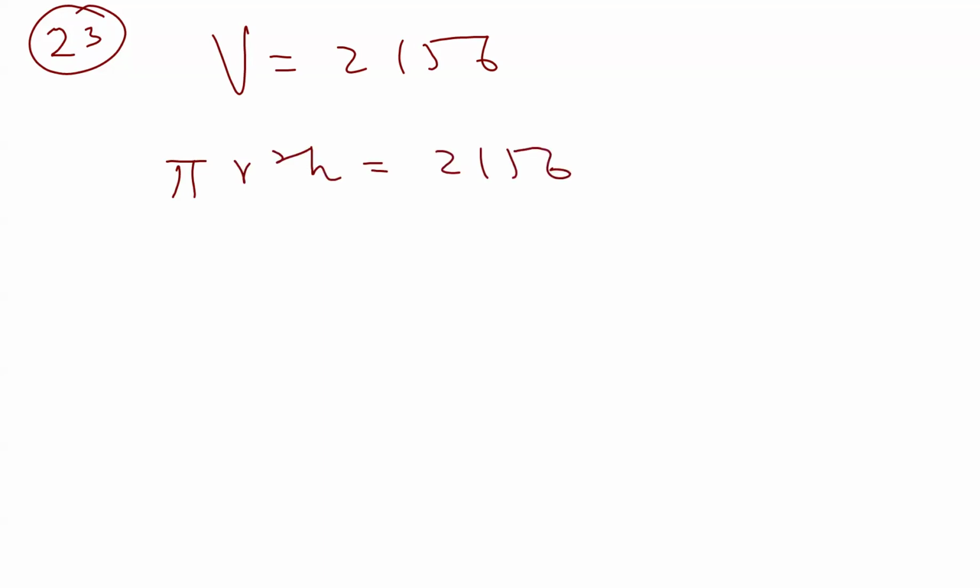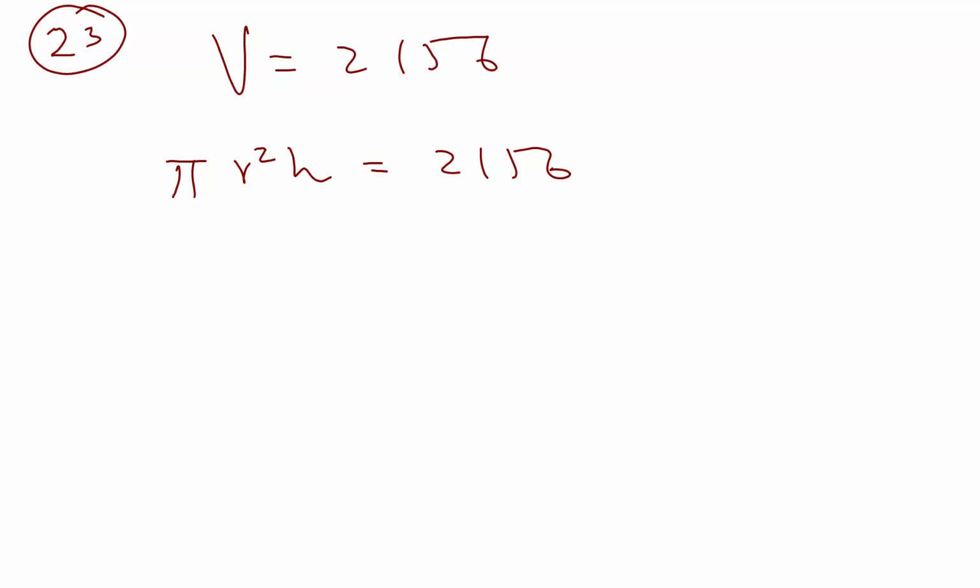A right circular cylinder has volume 2156 cubic units. The volume is given to us. So what is the volume of the right circular cylinder? Pi r square h, that is 2156. Now this is given. Whether to take h in terms of r or r in terms of h, that decision we will take after a while, not now.